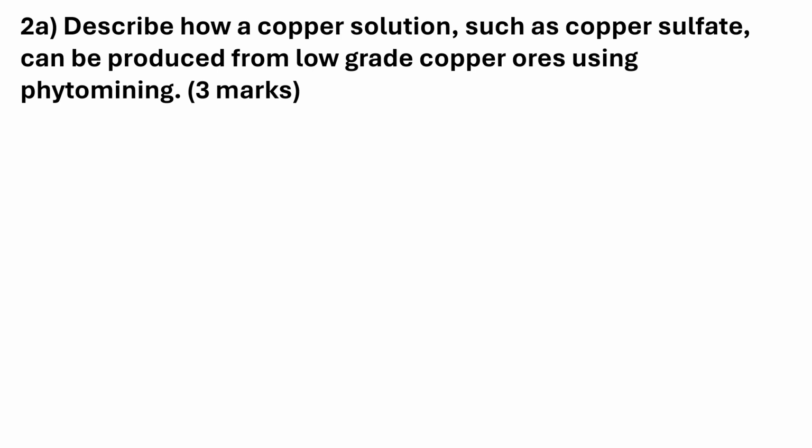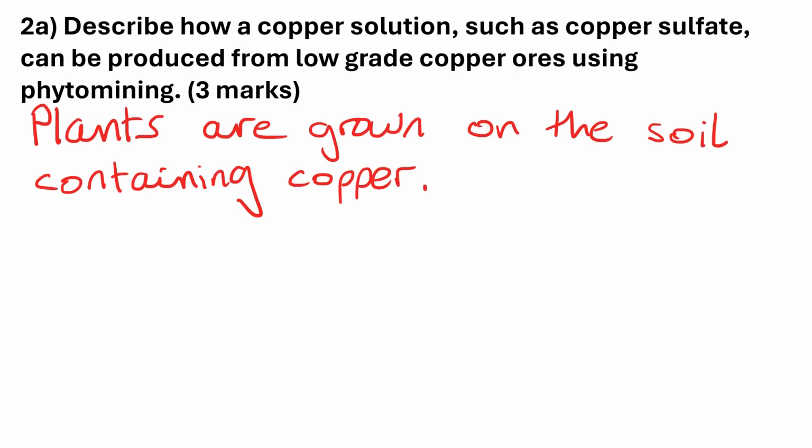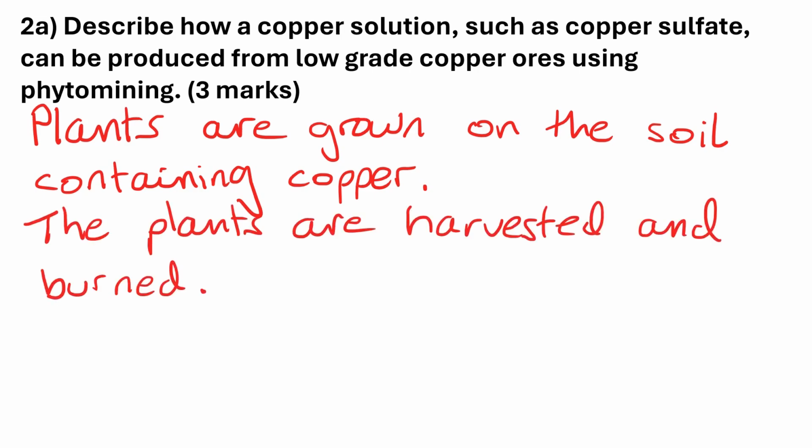Question 2a. Describe how a copper solution such as copper sulfate can be produced from low-grade copper ores using phytomining. So the 3 main stages are, first of all, plants are grown on the soil containing copper. And those plants will take the copper in and incorporate it into their tissues. So the next stage is to chop down the plants and burn the plants.